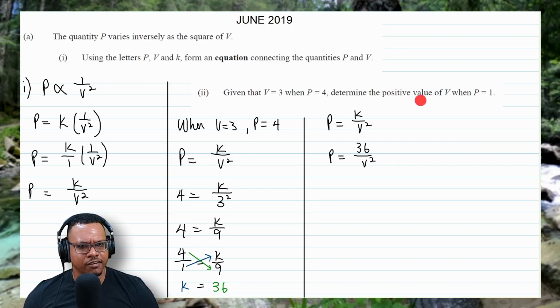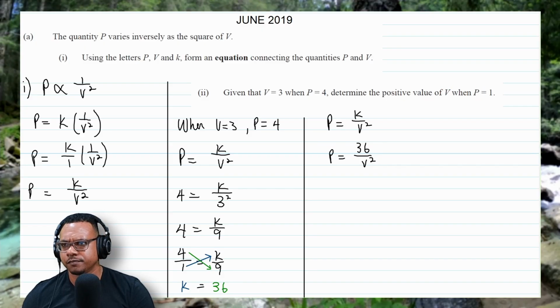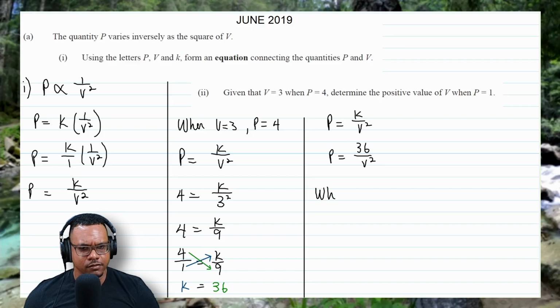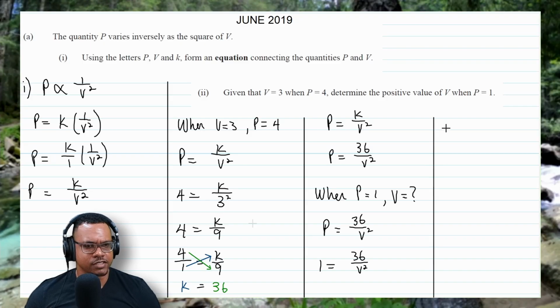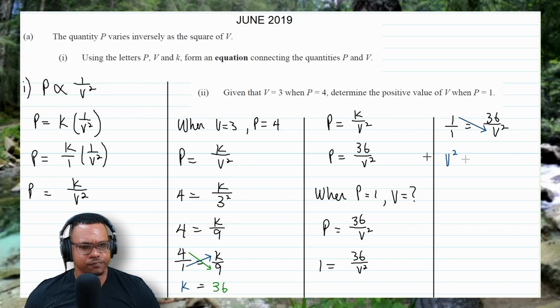So now we want to find the positive value of v when p is equal to 1. So I'm going to write, when p is equal to 1, we want to find out what is v. So we have p is equal to 36 over v squared. And of course, p is 1. So we have 1 is equal to 36 over v squared. So I'll simply write that as 1 over 1 is equal to 36 over v squared. So if you multiply 1 times v squared, we'll just get back v squared. And 1 times 36 would be 36.